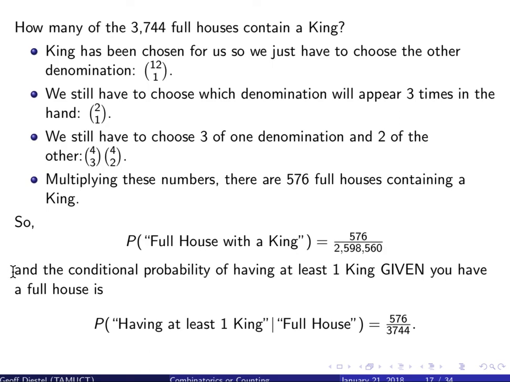Now again, thinking of conditional probability, what's the conditional probability of having at least 1 king given you have a full house? So knowing that you have a full house, then we ask, out of all full houses, how many of them have a king? Well, it's just 576 over the total number of full houses, 3,744.